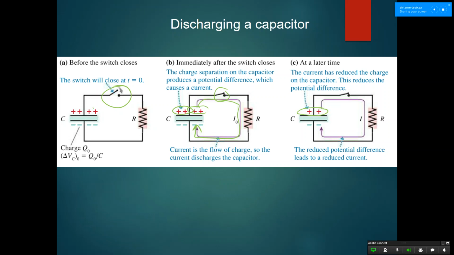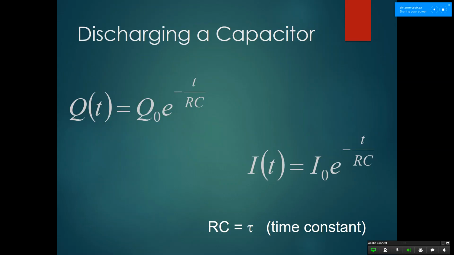And for discharging, the equations are very similar, right? If I were to graph it, can you guys see that color? If you were to graph it, the initial charge would be Q max, and then it would die off as a function of time. And again, RC is the time constant tau. And the current provided by the capacitor is also decaying.